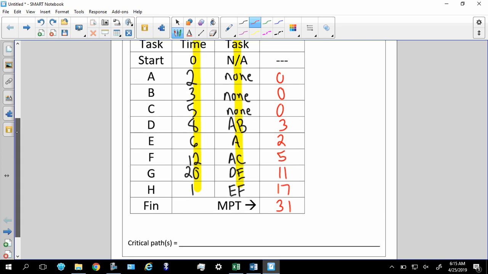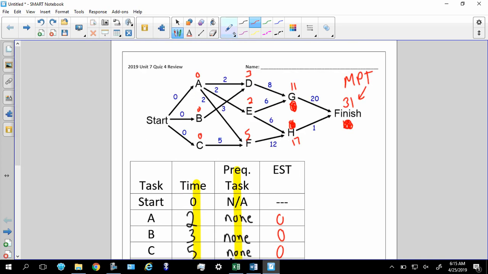Now the critical path. Let's start highlighting. A, B, and C all became 0 because they came from start. F became 5 because it came from C. D became 3 because it came through B. E became 2 because it came through A. So we've got 3 paths going on right now, but I think some things are about to cut down. H became 17 because of F here. G became 11 through D.